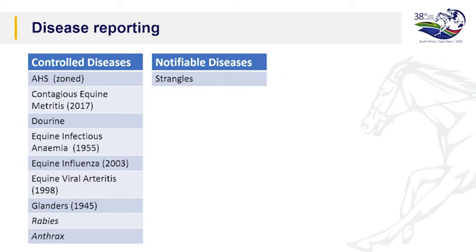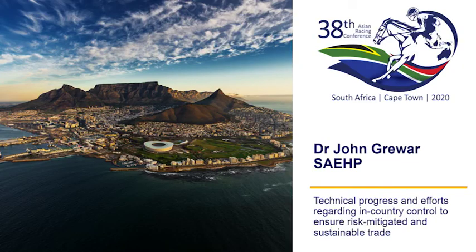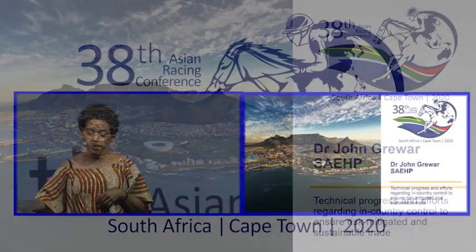The difference between these two is that an endemic, a control disease has prescribed control measures in the country, where government and industry then goes in and control such diseases. Notifiable diseases are only notified to government purely for certification purposes because we need to know what is going on in the country. And that brings me to the end of my presentation.